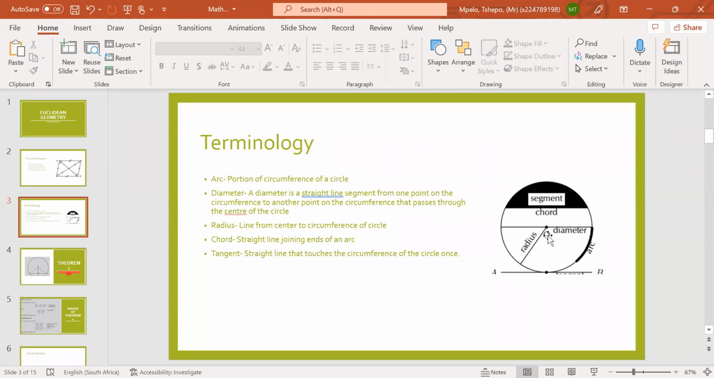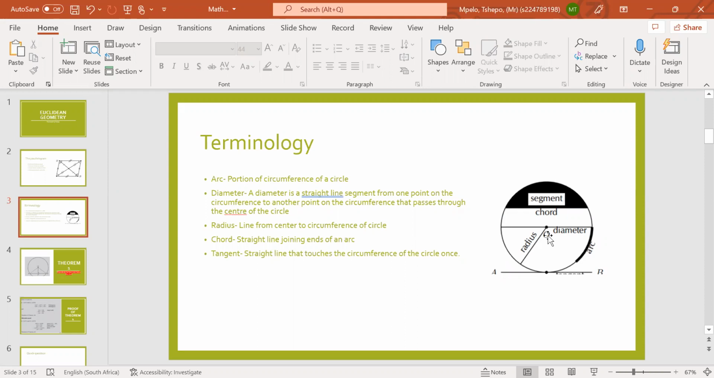Perfect. Now, another important one, this one is very important because in level 7 there is the line tangent. I think there are 3 theorems this week related to the tangent. A tangent is not inside the circle. It is never inside the circle. However, it is any straight line from outside the circle that touches the circumference of the circle once.